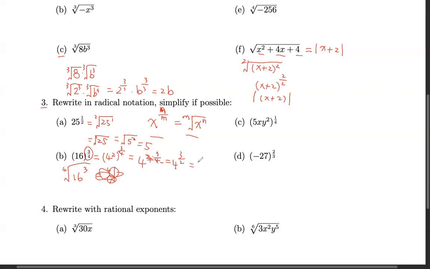But the 4 is 2 squared. So we have 2 squared raised to 3/2, which is just 2 raised to 3, which is just 8.